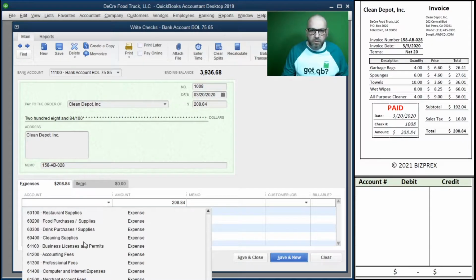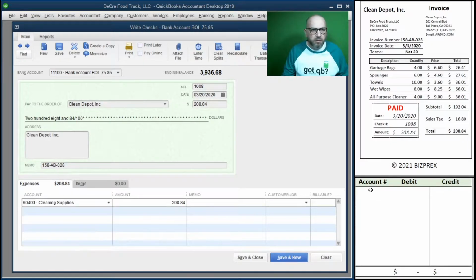And that's our cleaning supplies. Again, we're very much familiar, but let's make sure that we fully understand what's going on here, right? Our bank account is going down and our expense account is going up. So again, debits and credits. This is our debit. This is our credit. This one reduces our bank account. This one increases our expense account.